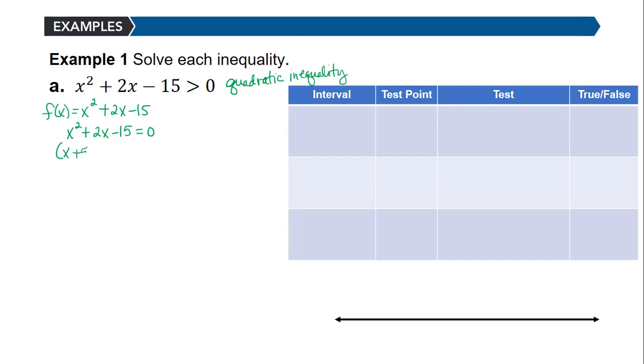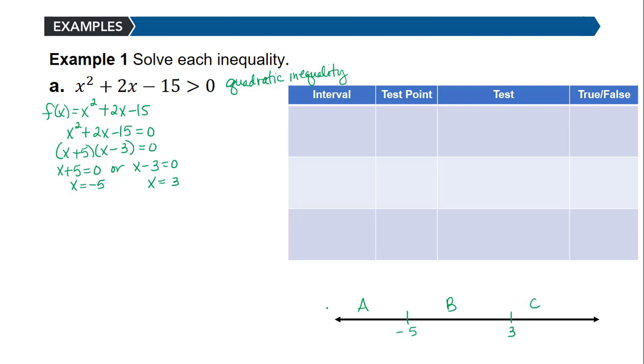We get x plus 5 times x minus 3 equals 0. So setting each of these to 0, x plus 5 equals 0, or x minus 3 equals 0, we get the boundary numbers of -5 or 3. And so on a number line, we can place those two values of -5 and 3.